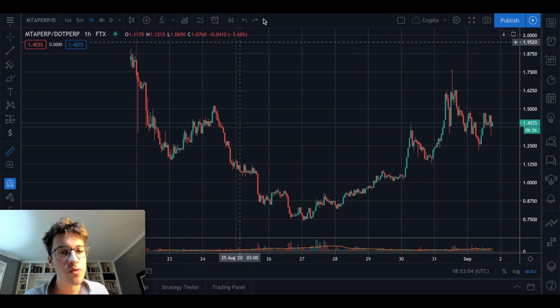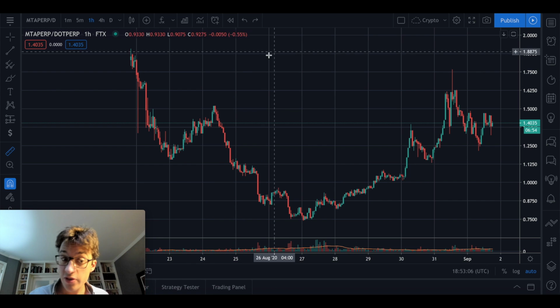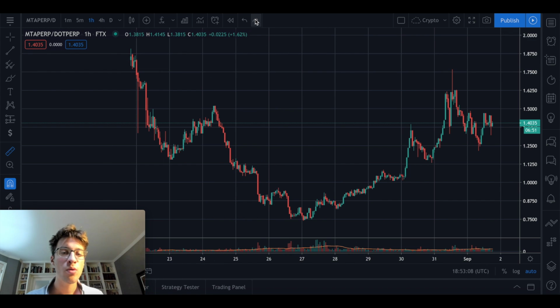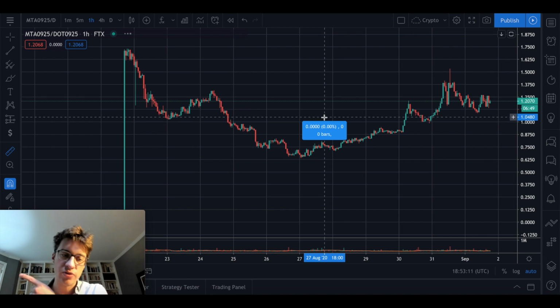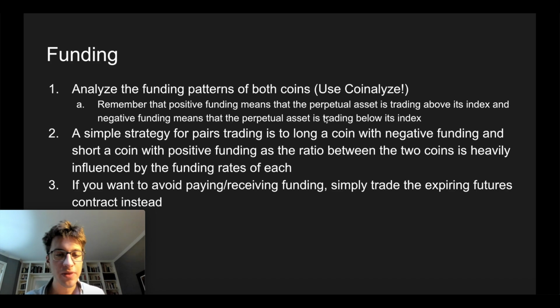Awesome. But if you want to short this ratio and funding's against you, well, then you can take advantage of the expiring futures contracts that don't even have funding rates. I hope that makes sense, but that is a way you can actually avoid paying funding by just trading the expiring futures contracts. Just always remember when those contracts expire, of course, because that matters a lot.